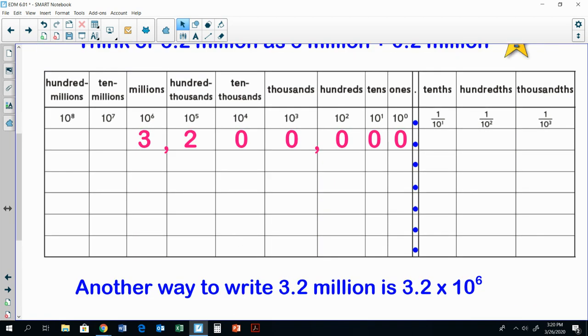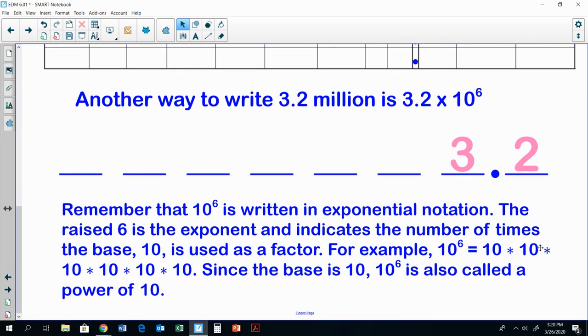Now, another way to write 3 2/10 million is 3 2/10 times 10 to the 6th power. Now remember, the 10 to the 6th power is written in exponential notation. The raised 6 is the exponent and indicates the number of times the base 10 is used as a factor. For example, 10 to the 6th power would equal 10 times 10 times 10 times 10 times 10 times 10. Since the base is 10, 10 to the 6th power is called a power of 10.